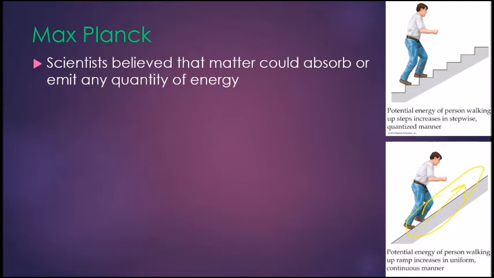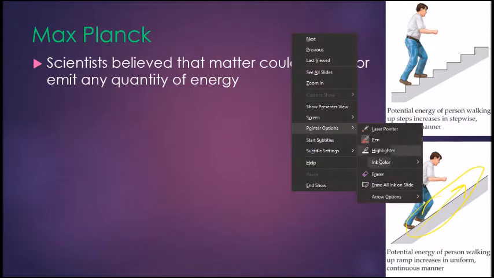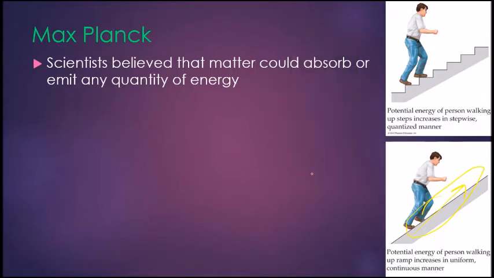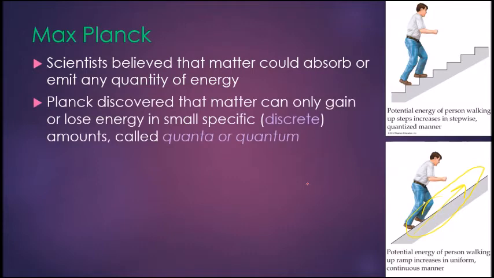Whereas Planck came along and started really looking at the different things he saw, and the way that he saw that matter was absorbing energy. And he decided, based on his data and observations, that matter can only gain or lose energy in small, specific, discrete amounts. They're called quantum or quanta. Quanta is plural for quantum.